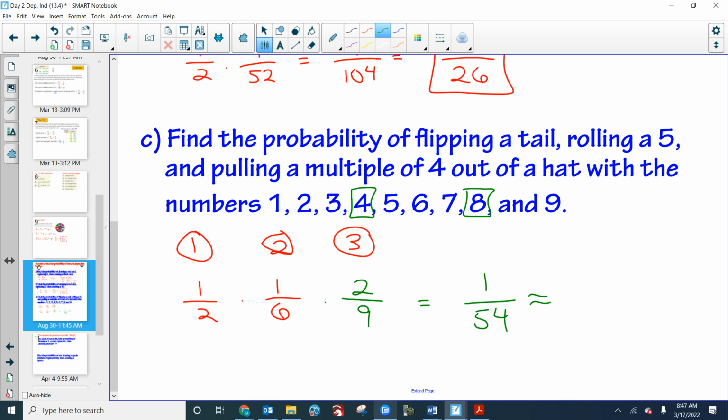What'd you get, Jared? I got 1.8 or 0.18. Oh, so it's a little under 2%. Okay. 0.18 or 18% chance. So these are all ways we're going to write probabilities. Fraction, 1 out of 54. Decimal, 0.18. Percent, 18%.